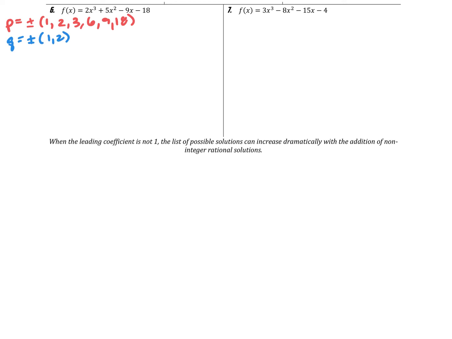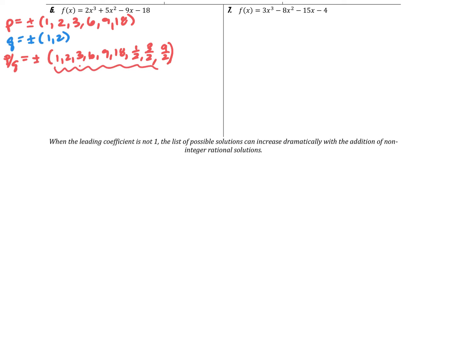So if we're listing our P's over Q's, if I divide each of those things by 1, I just get what I started with. If I divide each of them by 2, I get 1/2. 2 divided by 2 is 1, I already have that. 3 over 2. 6 divided by 2 is 3, I already have that. 9 over 2. 18 divided by 2 is 9, so I already have that. So these are all of my possible factors.